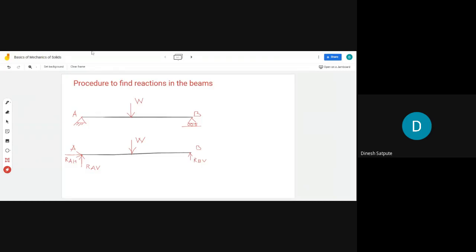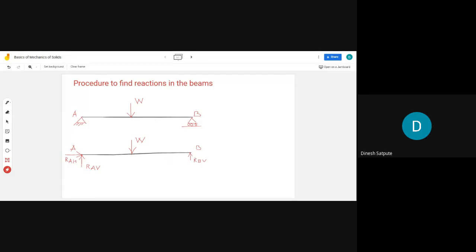Meanwhile, if you have any doubt, you can raise your hands. I'll ask you what question you have. So RAH, we are going to completely neglect it, and we are going to give more emphasis to RAV and RBV. In fact, we are going to denote them as RA and RB only, because only transverse reactions, or reactions in vertical direction, are being considered, correct? So this we are going to consider.